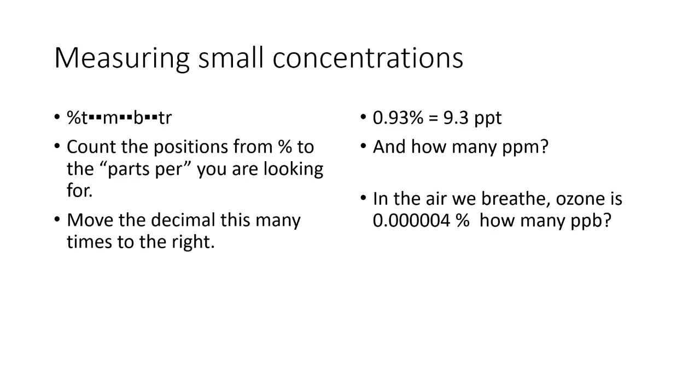Now, if we wanted to do parts per million, we would take our 0.93 and move it 1, 2, and then just add some zeros, 3, 4. So this is where the million is. So it is 9,300 parts per million.